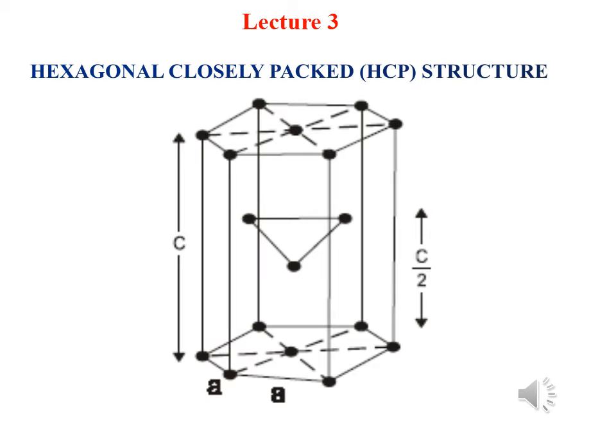Top layer to bottom layer distance, or height, is C, and top layer to middle layer, or bottom layer to middle layer, height or distance is C by 2. For example, HCP crystal structures: magnesium, zinc, zirconium, cadmium, cobalt, titanium.